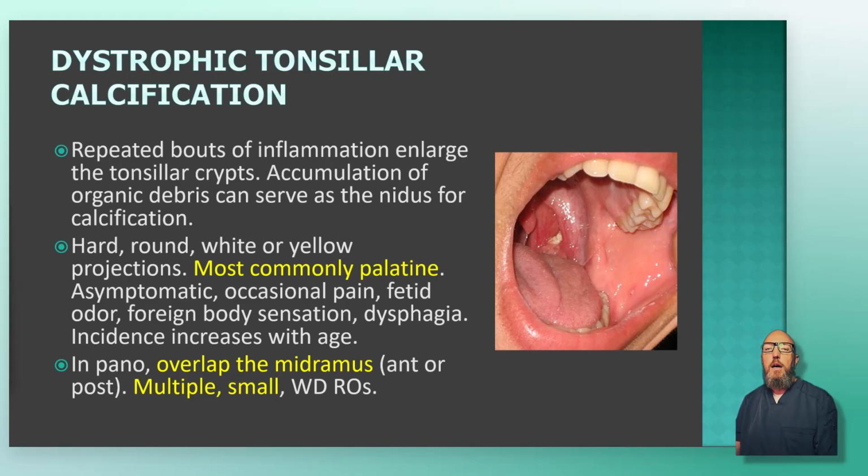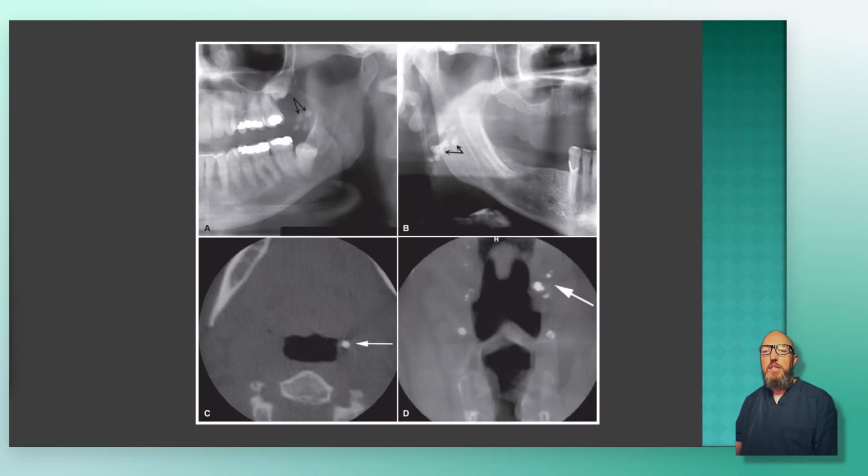with age. On a panoramic, they're going to overlap typically the mid-ramus, part of the mandible, either anterior or posterior to it. Multiple small, well-defined radiopacities cluster together. And so look at the positions here. One example shows it sitting anterior to the ramus, the other posterior to the ramus.